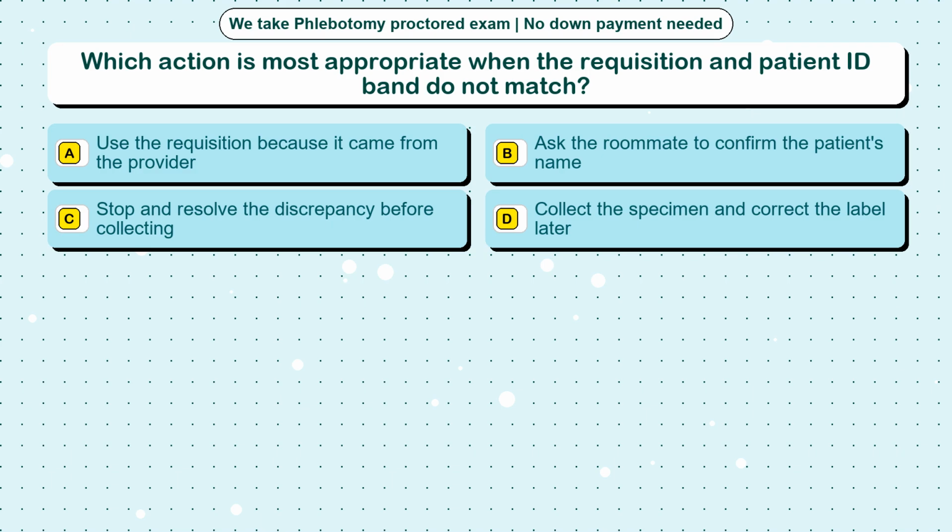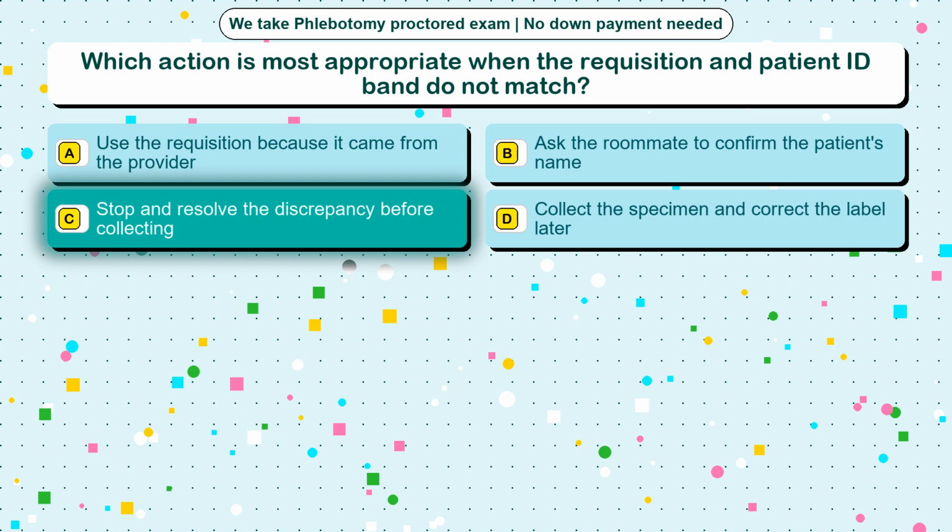Option A, use the requisition because it came from the provider. Option B, ask the roommate to confirm the patient's name. Option C, stop and resolve the discrepancy before collecting. Option D, collect the specimen and correct the label later. The correct answer is option C, stop and resolve the discrepancy before collecting.